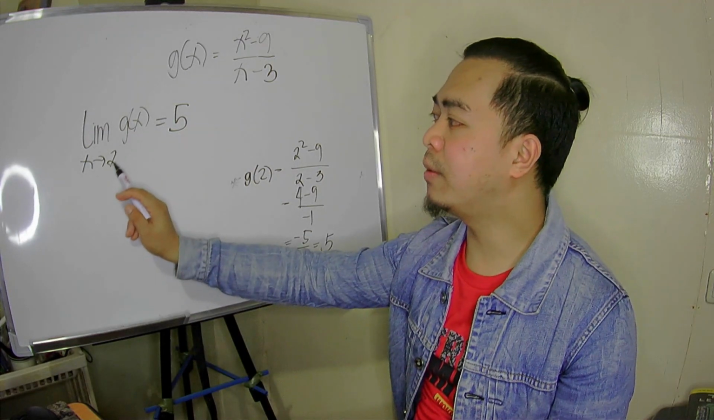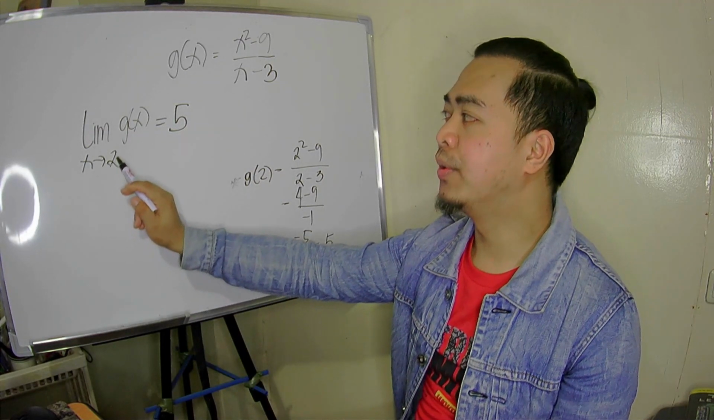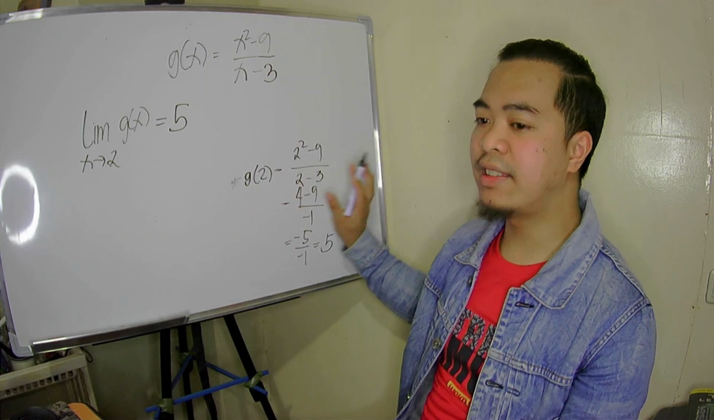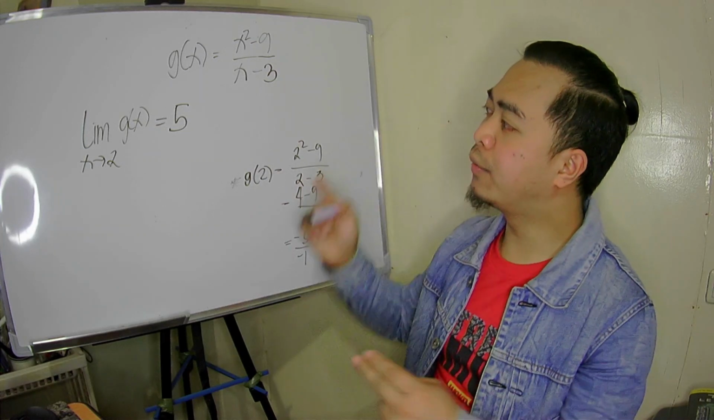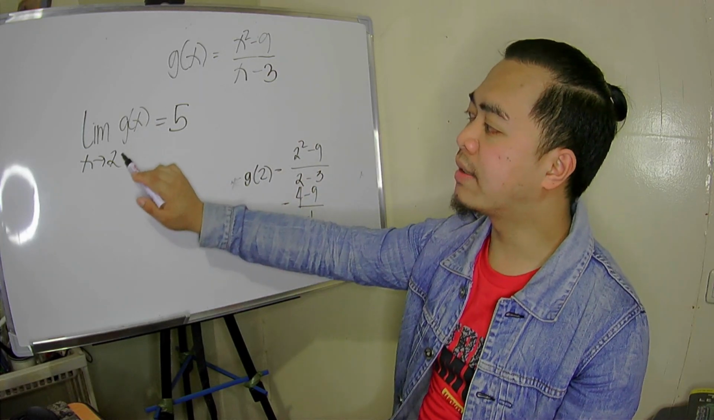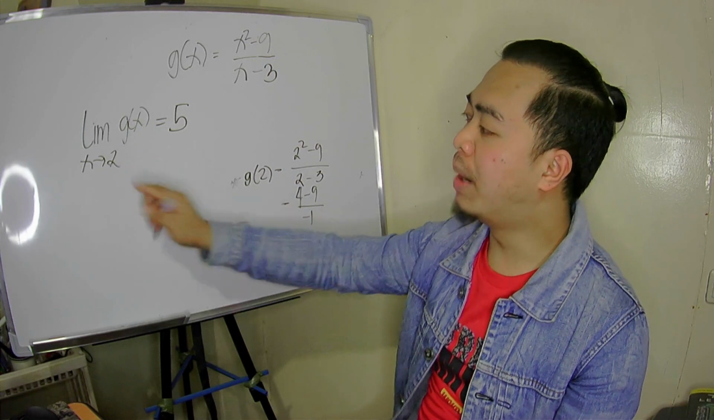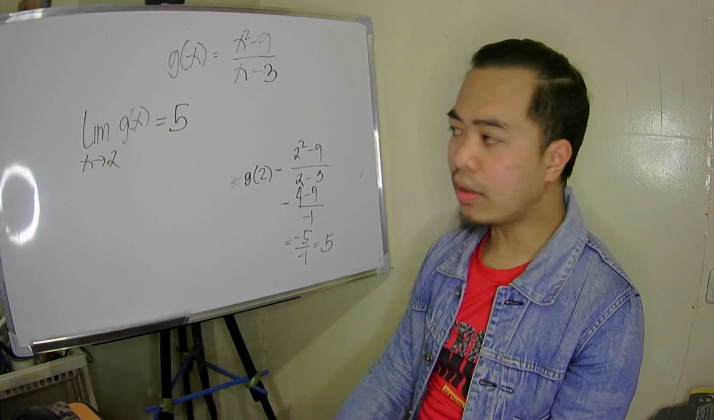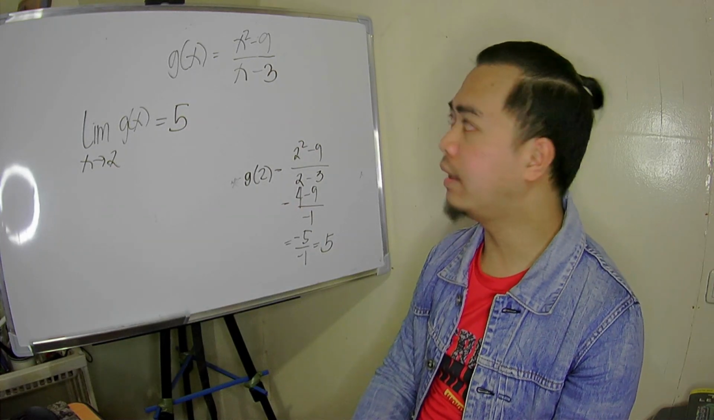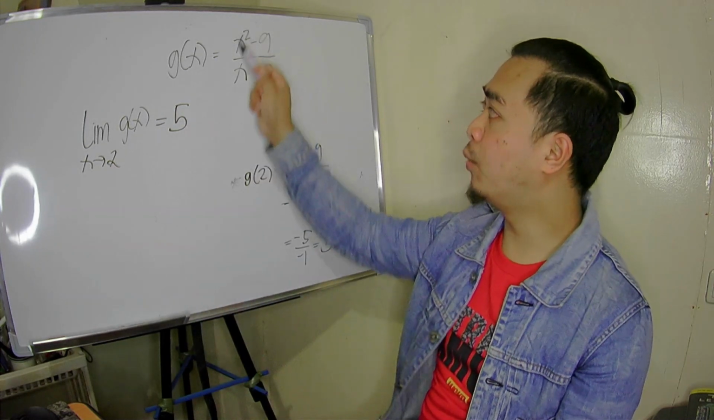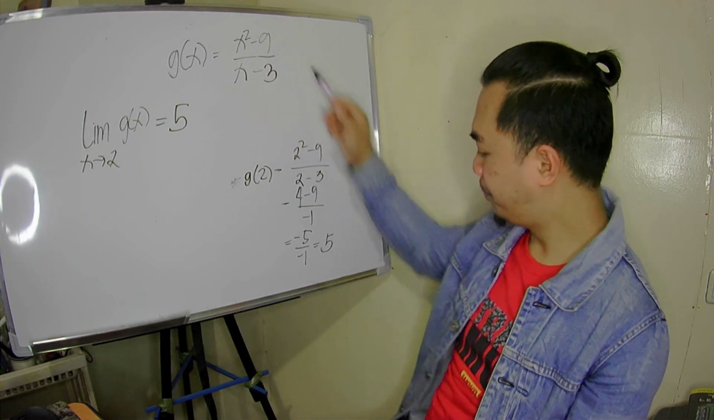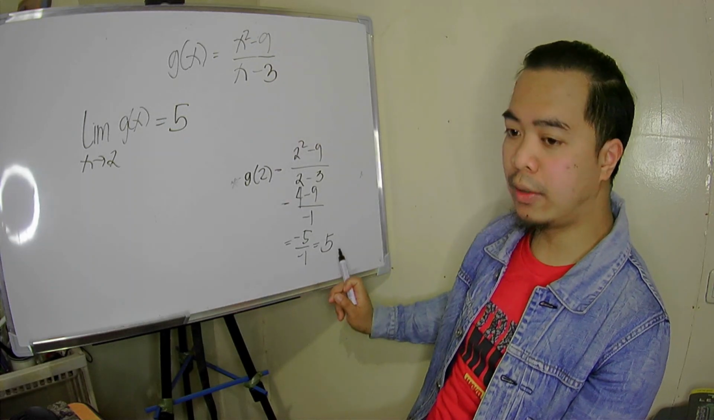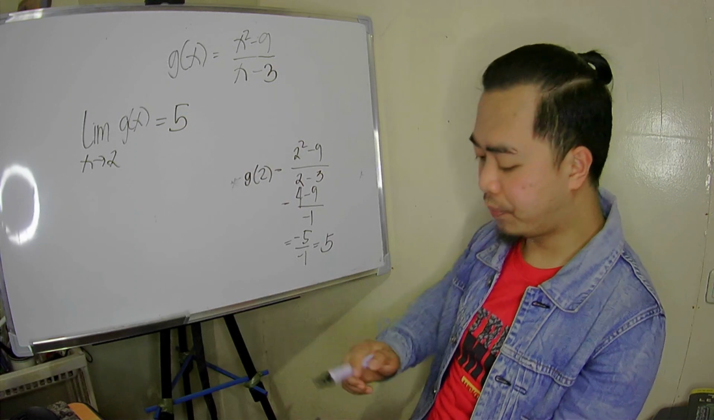Because we are evaluating it at x equal to 2. Nagkataon no na nag-exist din siya if we observe kung anong nangyayari sa g of x kapag mamili tayo ng values na close to 2. So halimbawa, 1.99. Pag i-substitute natin ang 1.99 dito, it would be a number that is very close to 5.